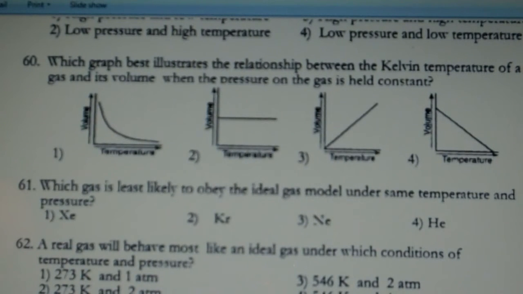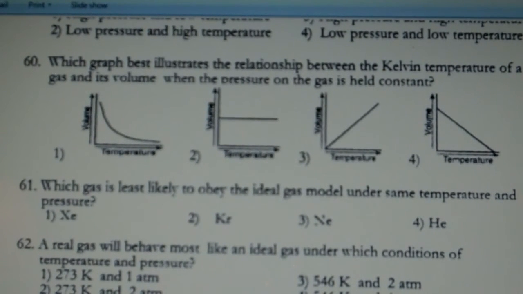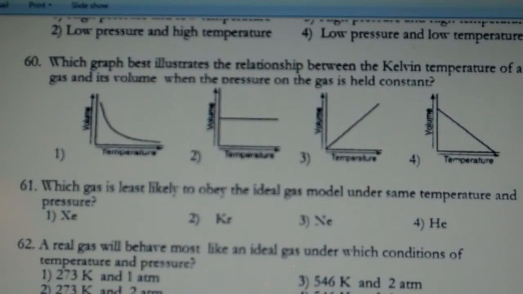So we have that information about nitrogen. Now for oxygen, we need to have the same conditions in order to have the same number of molecules. So we have the 2 liters, so we need 0 Celsius or 273 Kelvin. And we need the standard pressure of 1 atmosphere. So the answer for number 63 is 2.